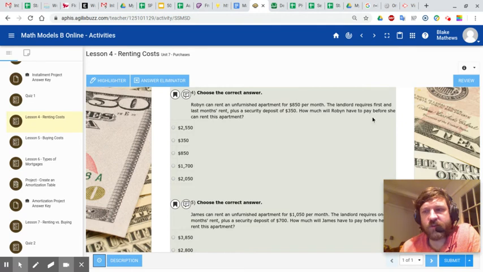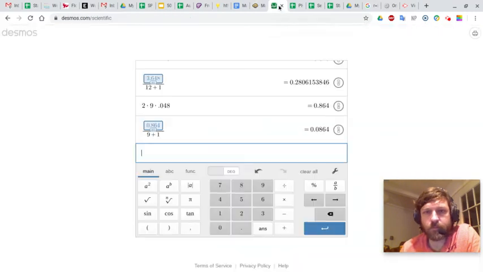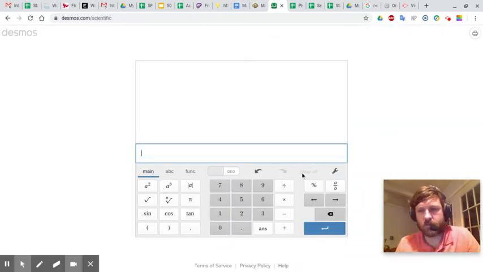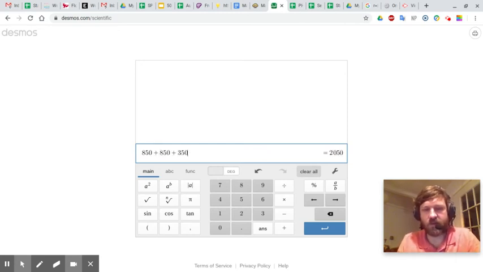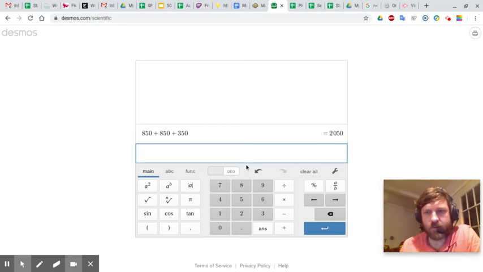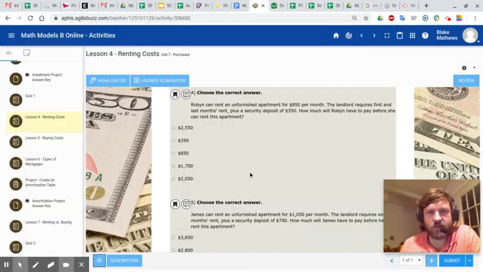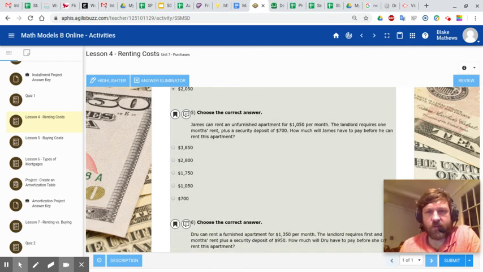So you're just adding up all the costs. We know we have to pay first and last plus 350. It's pretty basic. You have 850 for the first month, plus 850 for the last month, plus 350 for the security deposit. That's it. $2,050, and there's my answer. You just need to be adding those things up.